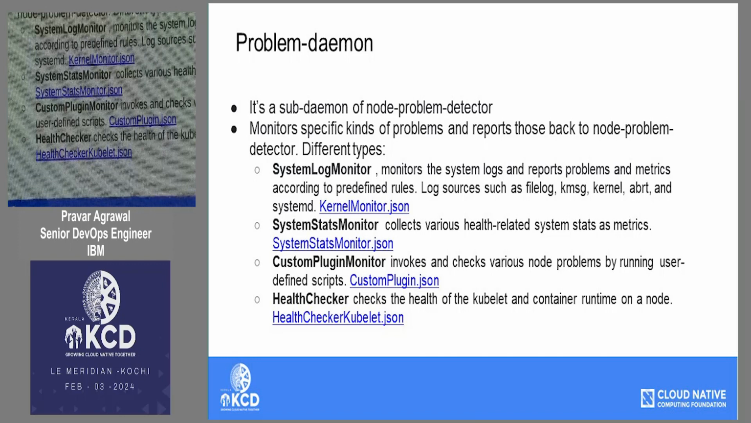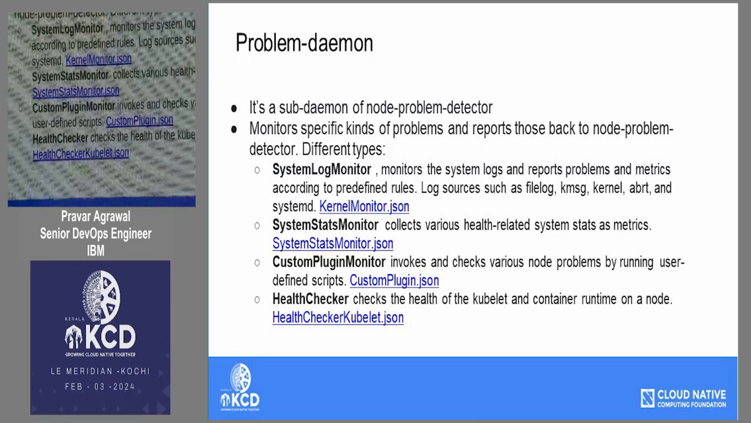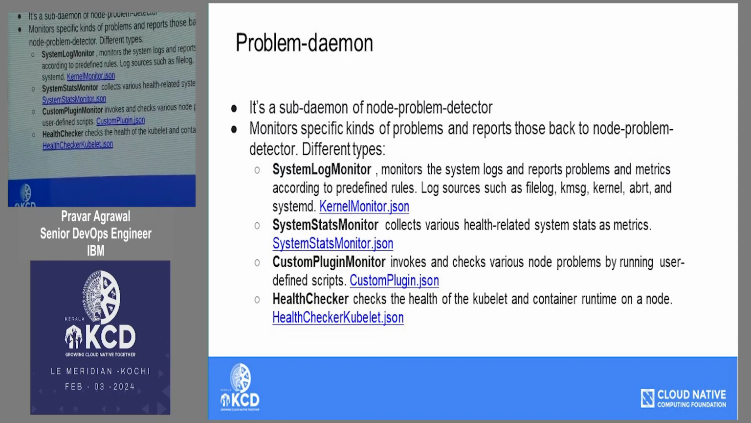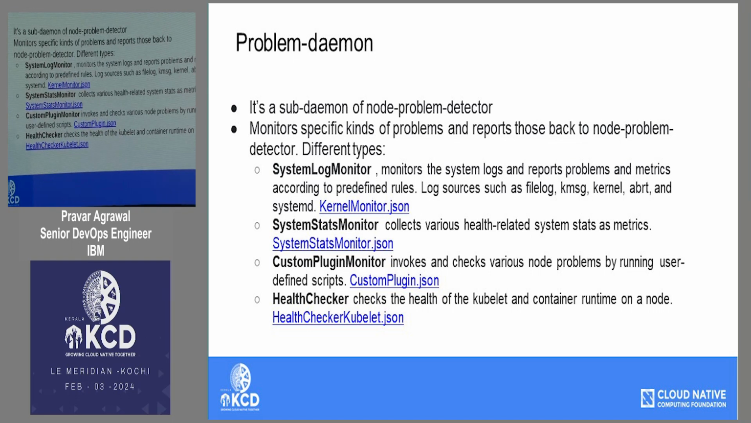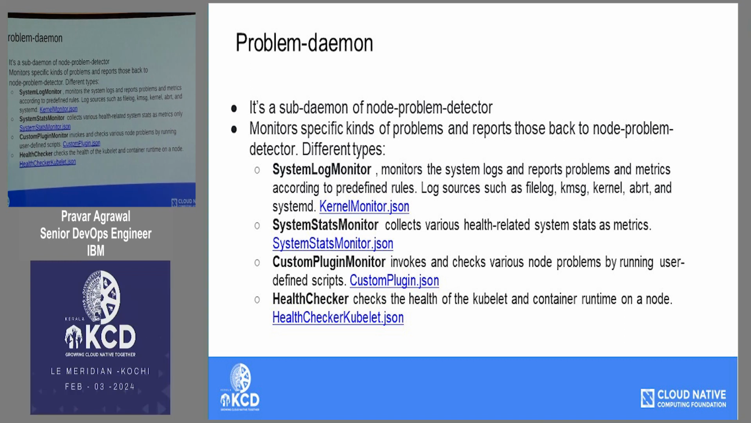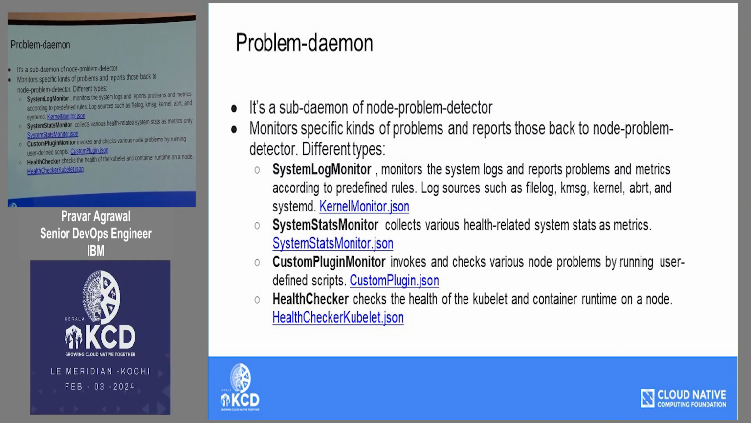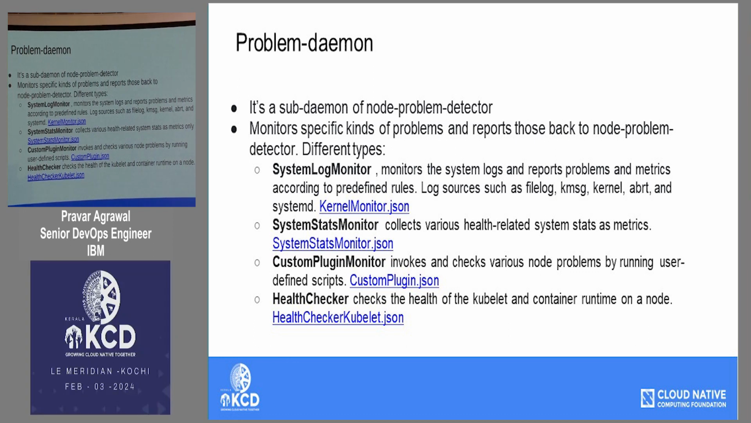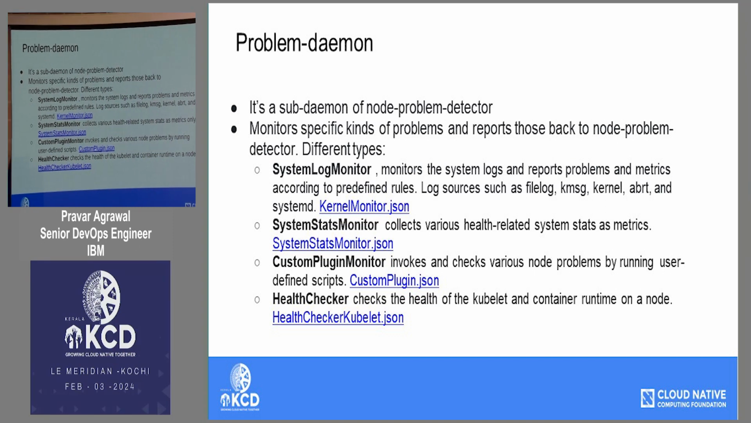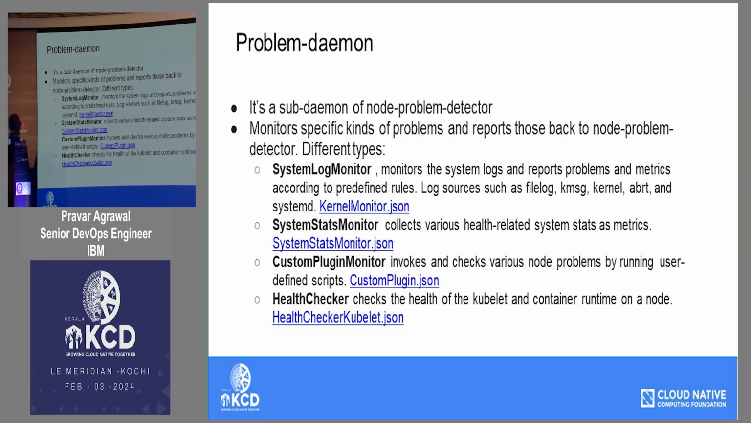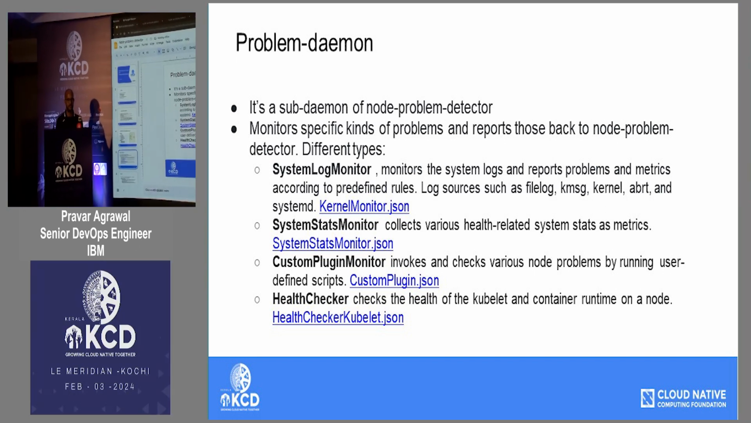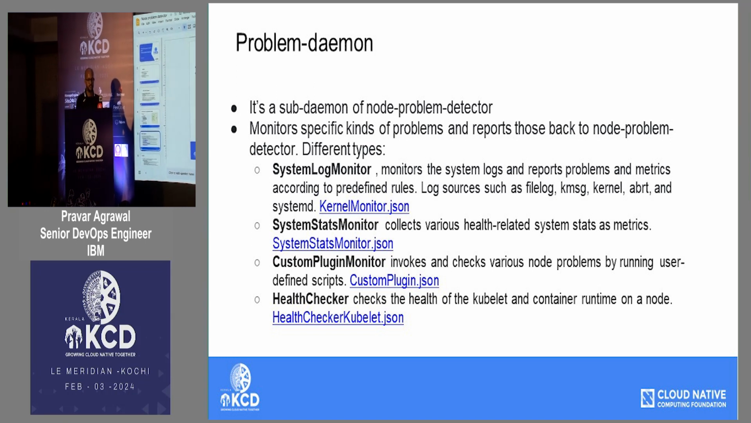Its main job is to monitor different kinds of problems and report those back to the main NPD process. And then if it is something which needs immediate action, that depends on how you have configured it at the end, and the different types which I mentioned. So the system log monitor, like I mentioned, tracks the system logs and monitors those problems and metrics. These could be something like K-log, or file-related logs, or kernel, or some bug tracking, or system-related issues. I will just quickly show how the kernel-monitor.json looks.